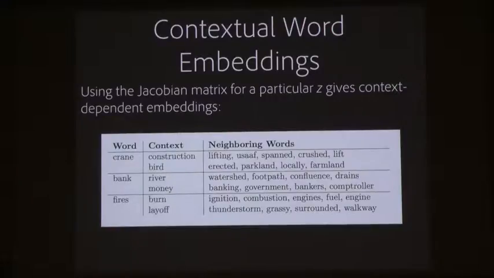Another trick that we can do, because this is a nonlinear model, is come up with contextual word embeddings. If instead of averaging over a bunch of different z vectors to get this Jacobian matrix, we just consider one z vector that corresponds to a particular document that includes some context, that context can disambiguate to some degree the meaning of this word. So if you put a word like fires in the context of a word like burn, then you get the kind of words you would expect from that sense of the word fires, like ignition, combustion, engines, fuel, and so on.